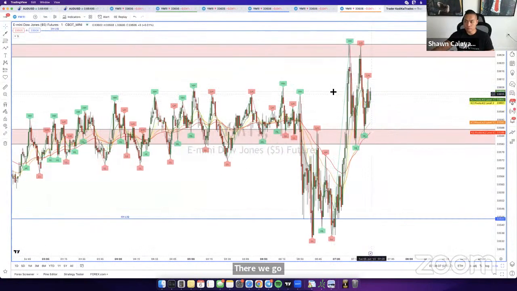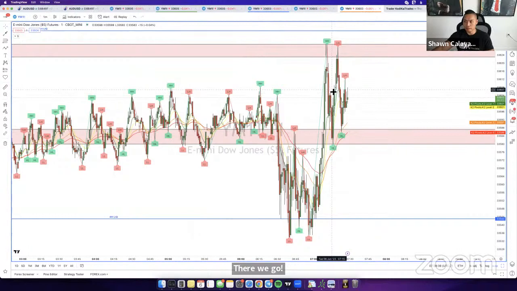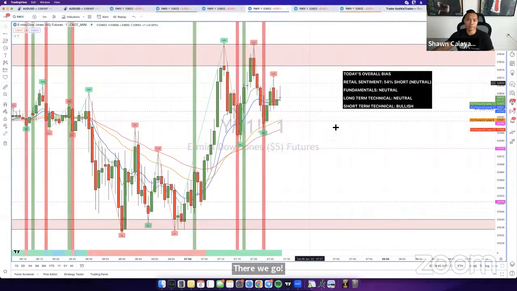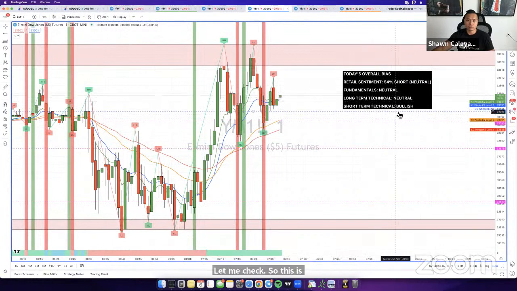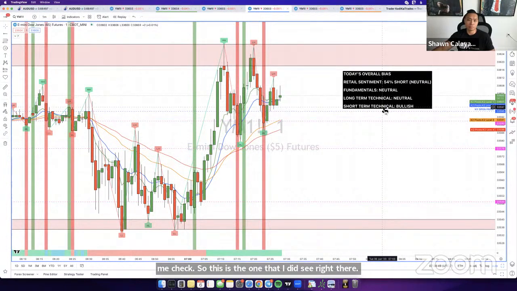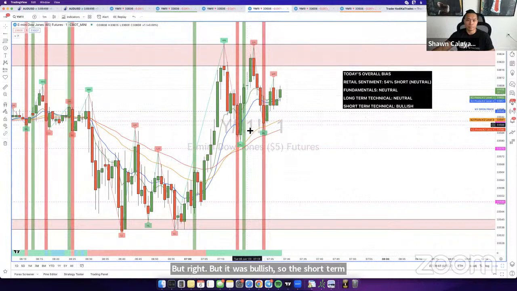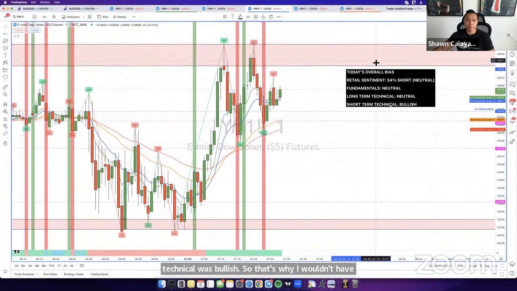Let's see, question from Hussein. Hussein's asking, was it a high level momentum scalp at 715? Let me check. So this is the one that I did see right there, but it was bullish. The short term technical was bullish, so that's why I wouldn't have taken it. I'm looking for a bias right now. That's the main thing I'm looking for right here.